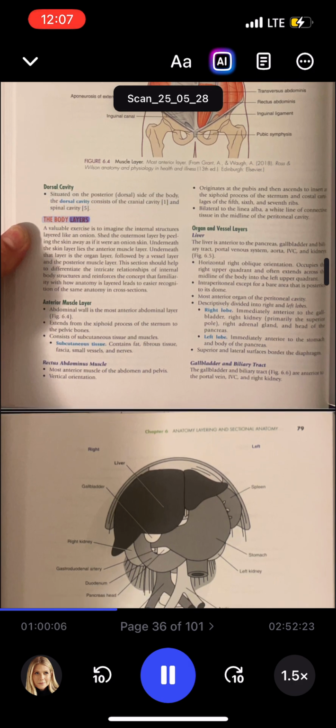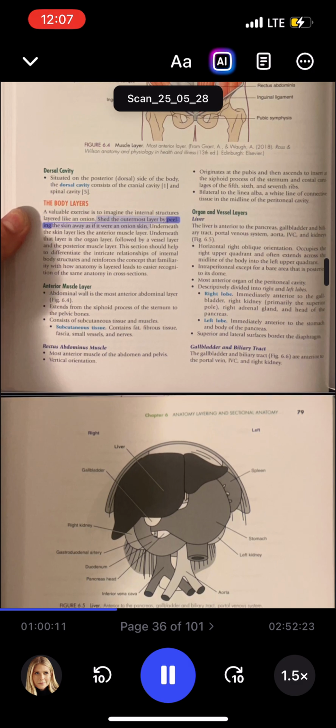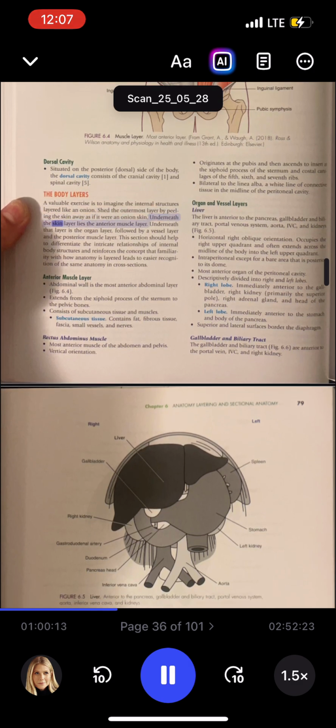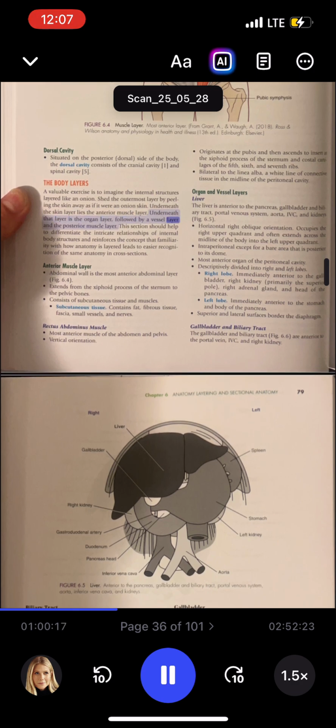The body layers. A valuable exercise is to imagine the internal structures layered like an onion. Shed the outermost layer by peeling the skin away as if it were an onion skin. Underneath the skin layer lies the anterior muscle layer. Underneath that layer is the organ layer, followed by a vessel layer and the posterior muscle layer.